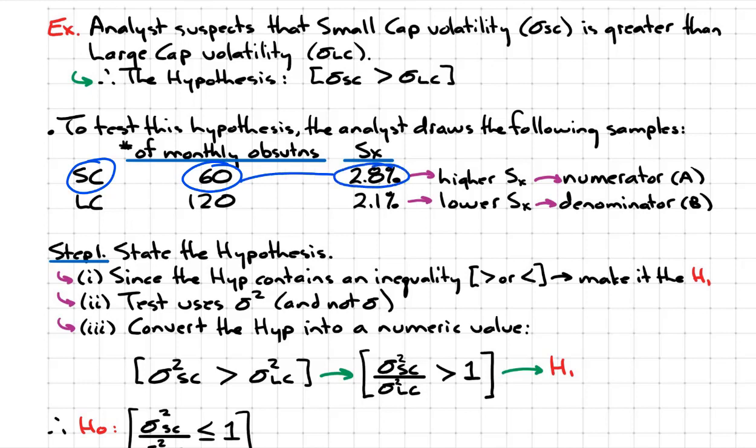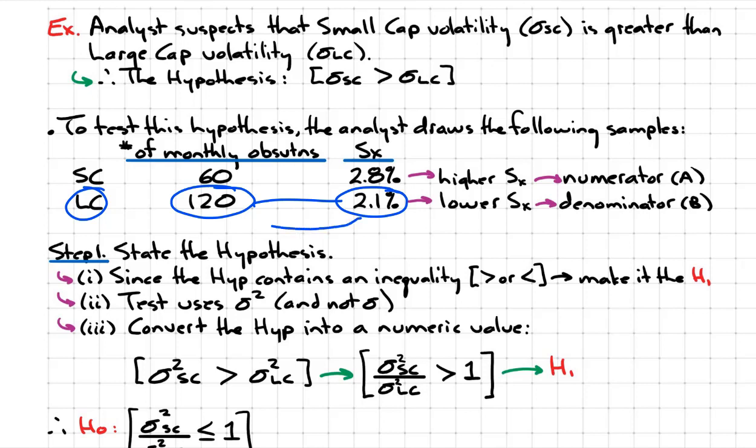Now, in any case, from small caps, we made 60 observations, and the standard deviation of those 60 observations was 2.8%. In other words, how dispersed were these 60 observations around the mean? And we did the same thing with large cap. So from large cap, we drew 120 observations of monthly returns, and the standard deviation of those monthly returns was 2.1%. And again, this represents how dispersed these 120 observations were around the mean.